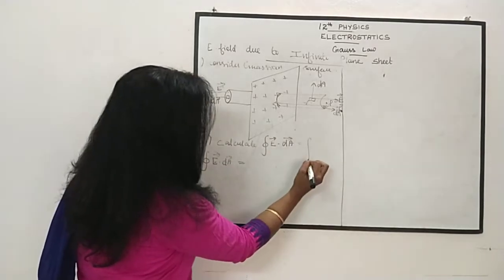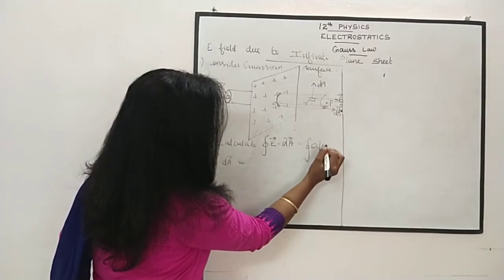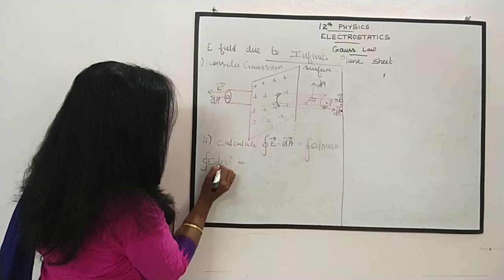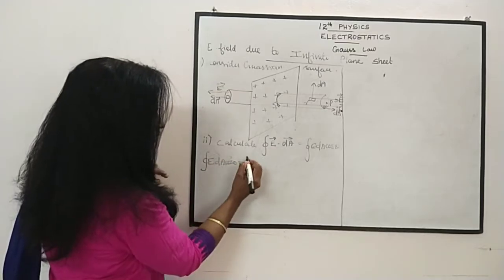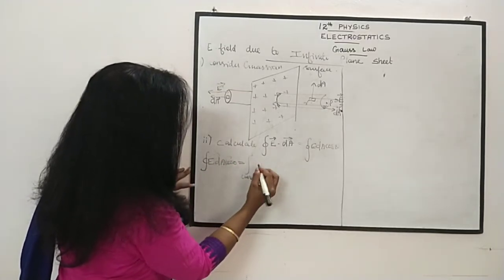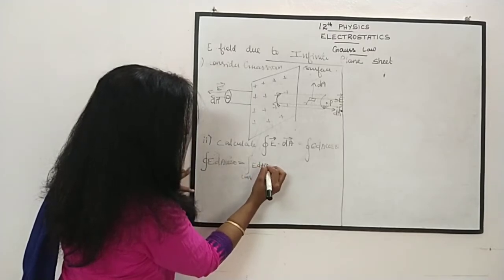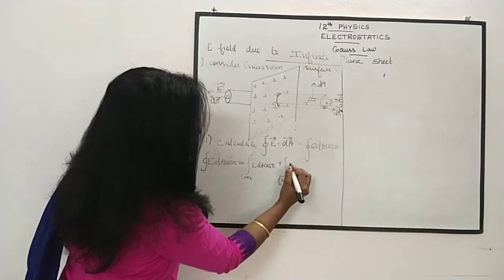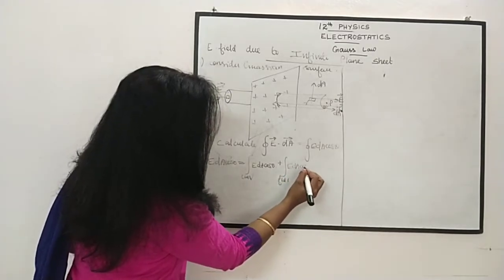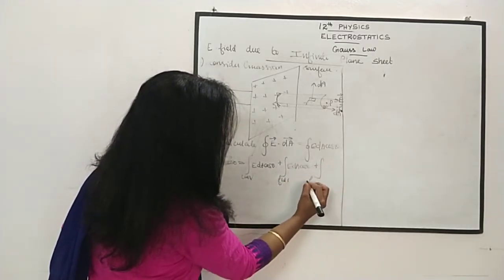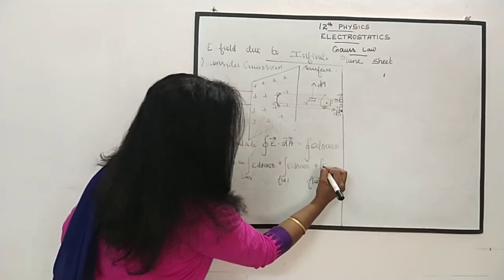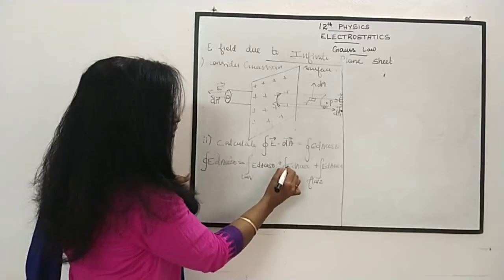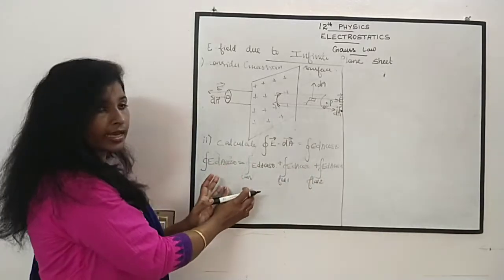This can also be written as E dA cos theta. We can split it into the curved surface, E dA cos theta; similarly for flat surface 1, E dA cos theta; and similarly for flat surface 2, E dA cos theta. First, take the curved surface.